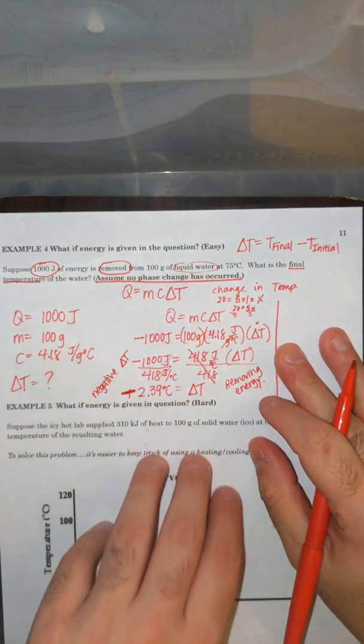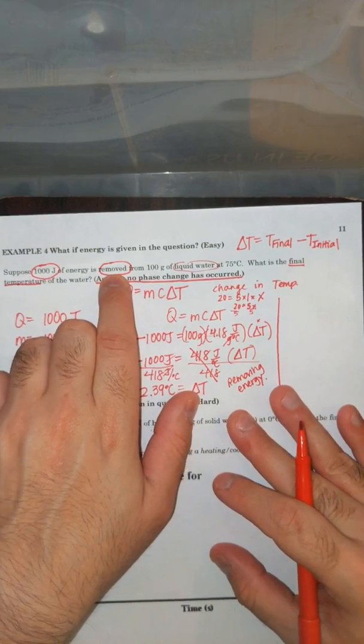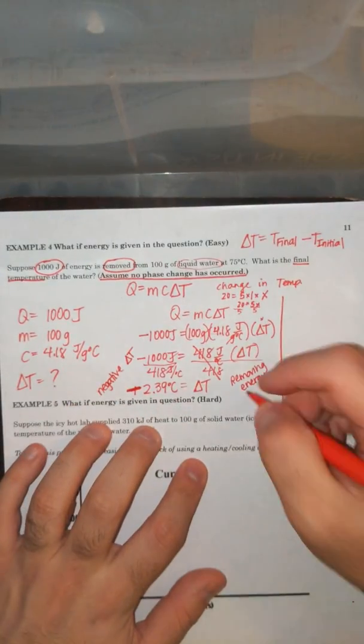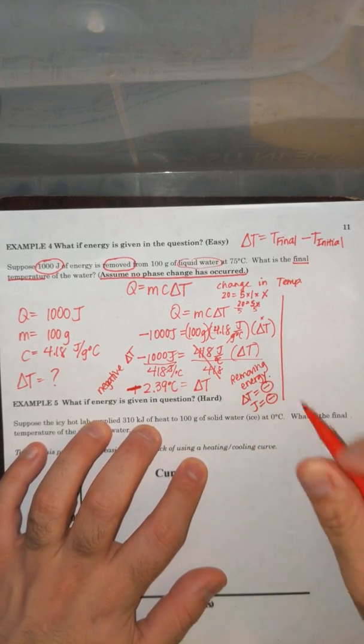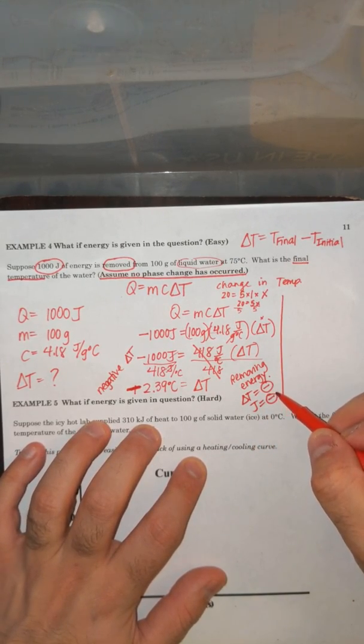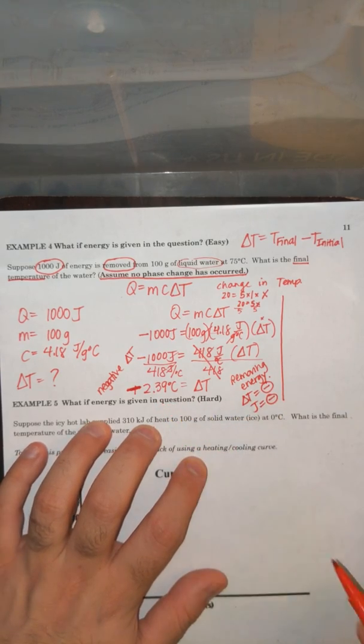First I showed you how you would probably do it by plugging and chugging, but you have to look out for keywords. If it says removed energy, it means the joules is going to be negative. My minus sign here means negative. So my delta T is negative 2.39.